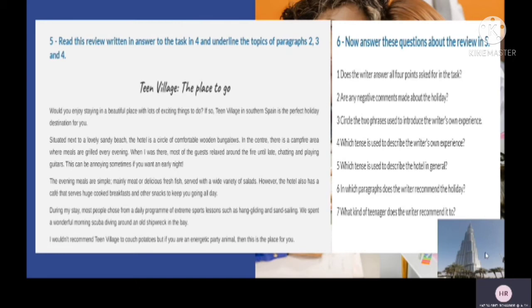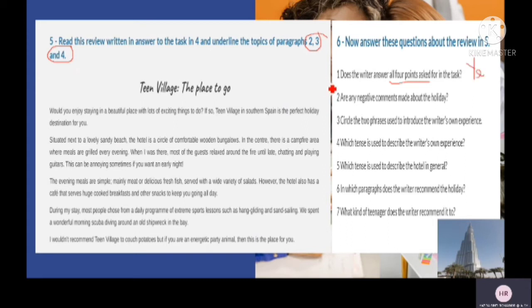So question number 1, okay, you have to underline the topic of paragraph 2 and 3. Okay, actually all these topics 2, 3 and 4 are all those content points that you have to include from the previous question. It is all about the information about the place, the food, what are the activities, and of course the recommendation. So the first question from activity number 6, does the writer answer all 4 points asked for in the task? So the answer is yes, because they mention every point in the review.